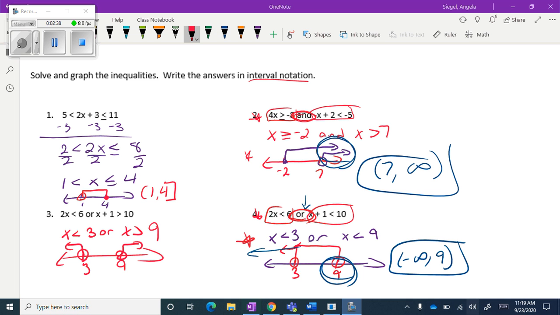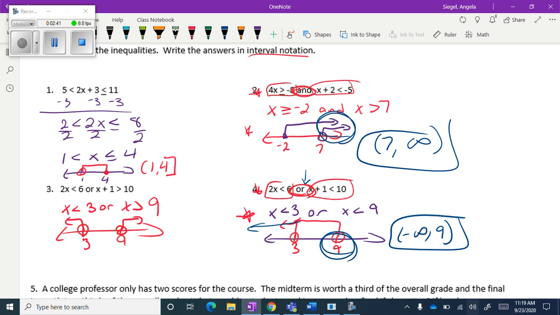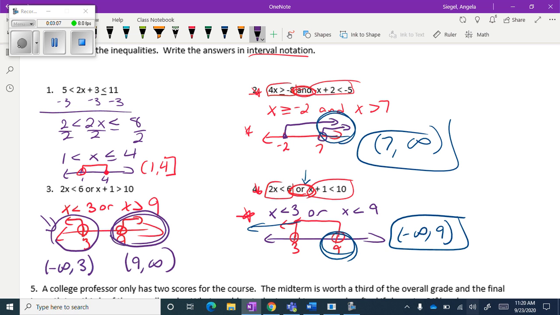So this is probably what you're used to. The graphing probably isn't anything new, but the interval notation is always kind of yucky for these. So we're going to take these as 2 different interval notations. So let's start here. Where does it begin? It begins in negative infinity. Where does it end? It ends at 3. Okay, let's go over here. This one begins at 9 and it ends in positive infinity. Okay, we are going to connect them because it's an or. We're going to connect them with the union symbol. So this whole thing is going to be our answer.